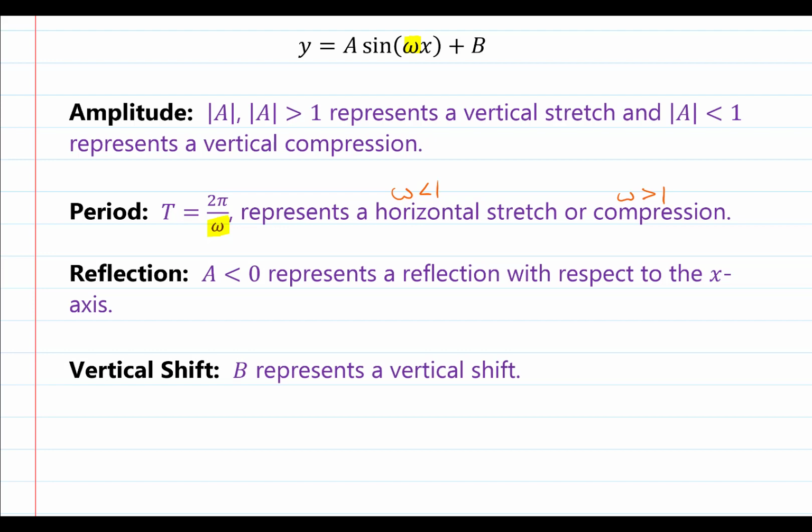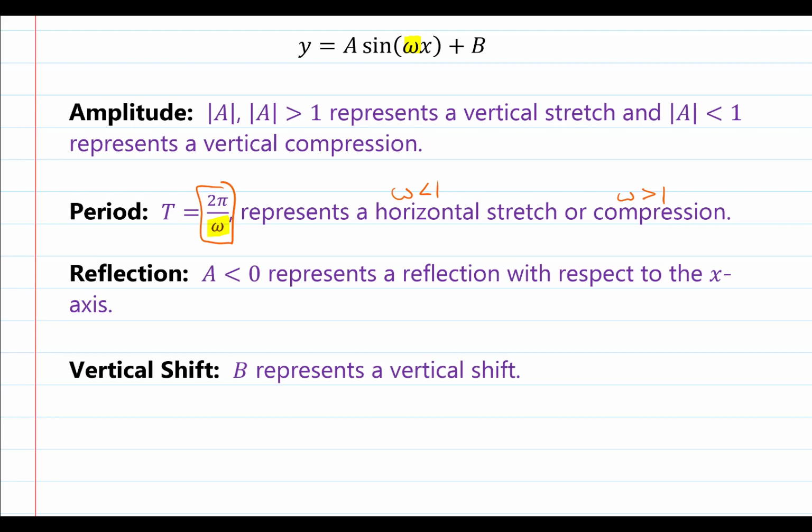I know that seems counterintuitive because you would think a greater value would represent a stretch and a lesser value would represent a compression, but it's actually reversed because what you're doing is taking the fundamental period and dividing it by that omega, which is why it's the opposite of what you normally would think.